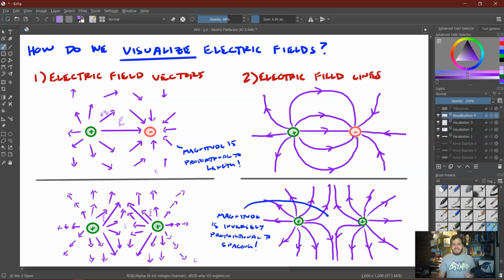What we can look at is how closely spaced those lines are together. When the lines are closer together, like in this region, we're going to have a bigger electric field, and if we look in this region, we see that they're further apart. You're going to have less of an electric field here where the lines are further apart.